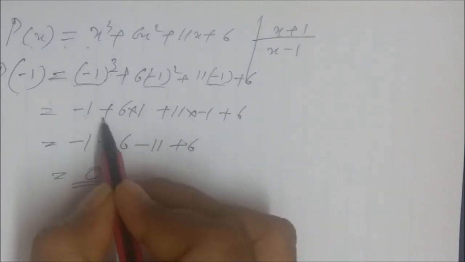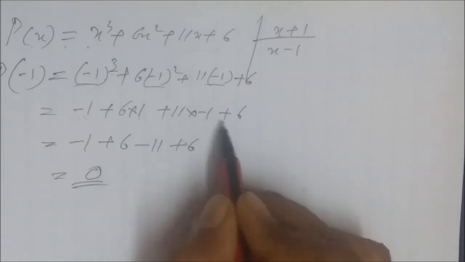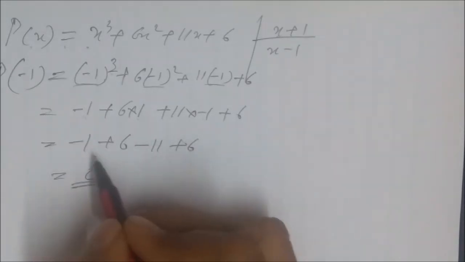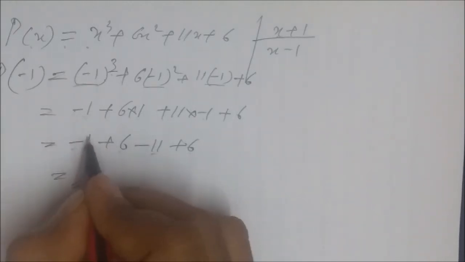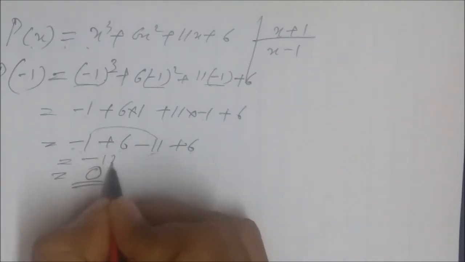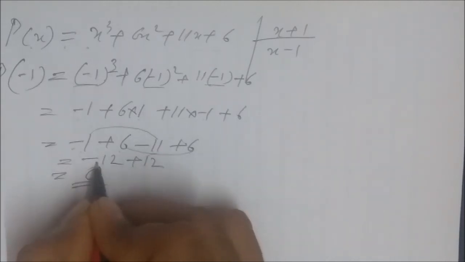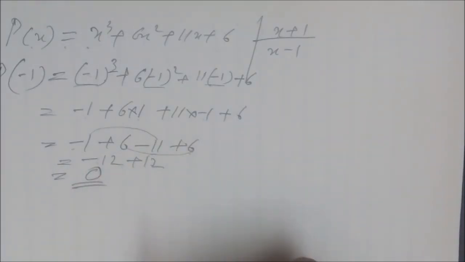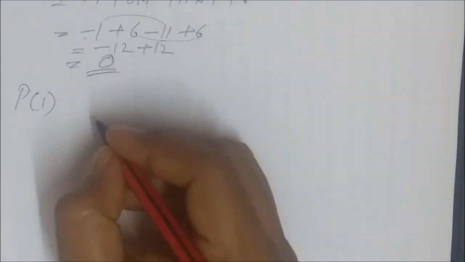So that is minus 1 plus 6 into 1 plus 11 into minus 1 plus 6. On multiplying, we get minus 1 plus 6 minus 11 plus 6. Here the negative numbers are minus 1 and minus 11, so it becomes minus 12, and the positive numbers are 6 and 6, so it becomes 12. Minus 12 plus 12 is equal to 0. Now let's find p of 1.